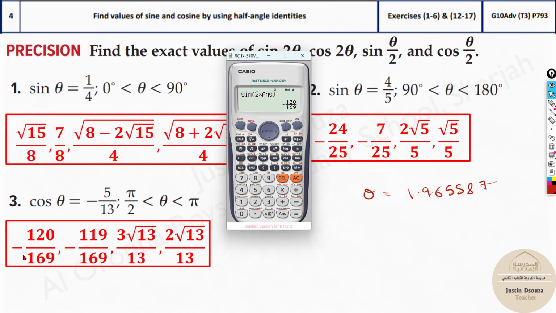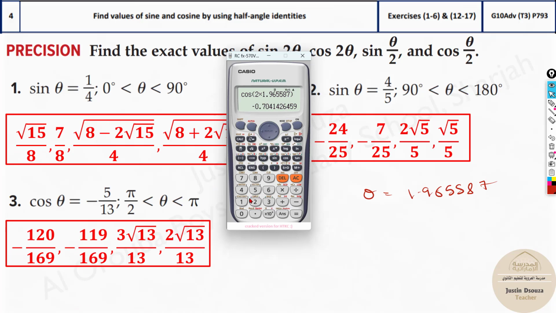Let's look at the answer. Even if it's positive, we need to double check. But let's look at cos 2 theta now. I will just put cos of 2 times the theta value, 1.965587. Here we get negative 0.704. You can see the sign should match. Whatever sign is here, take it. If it was plus, you just put plus.